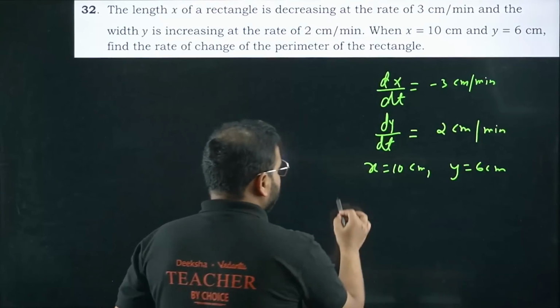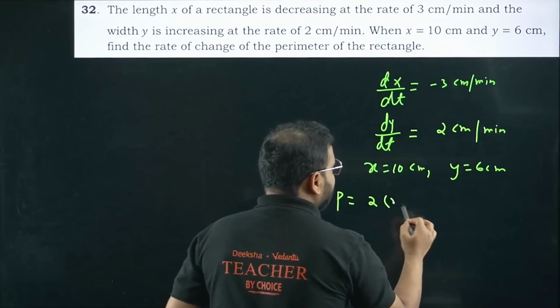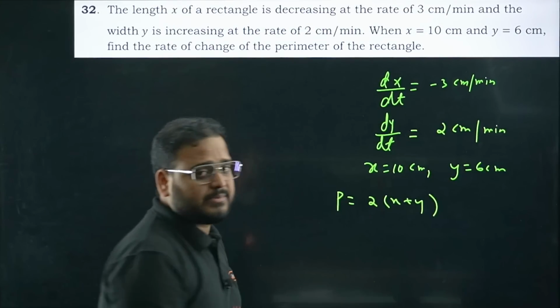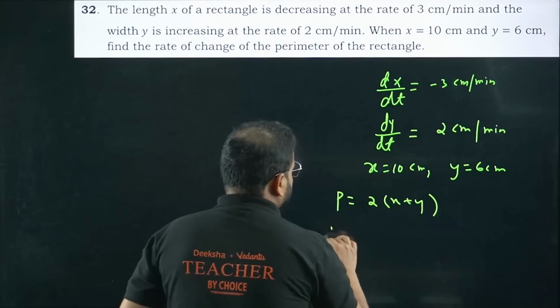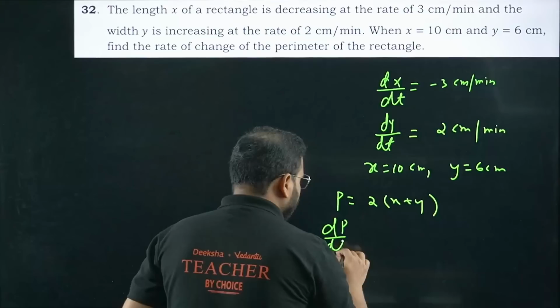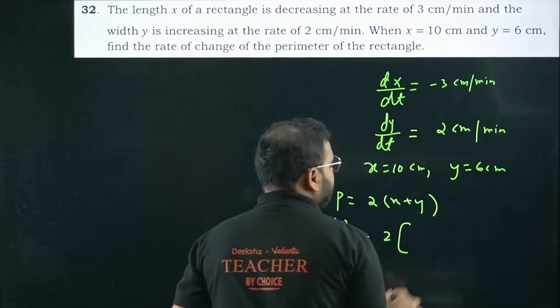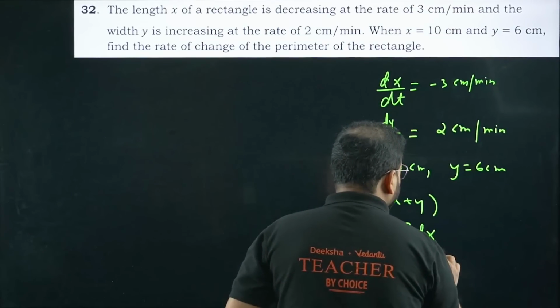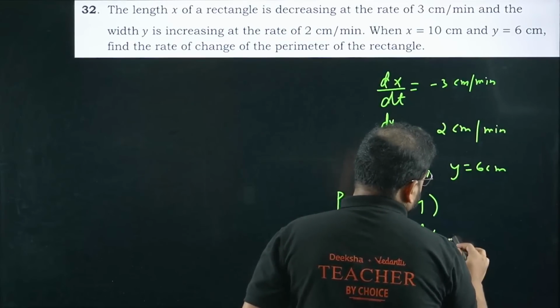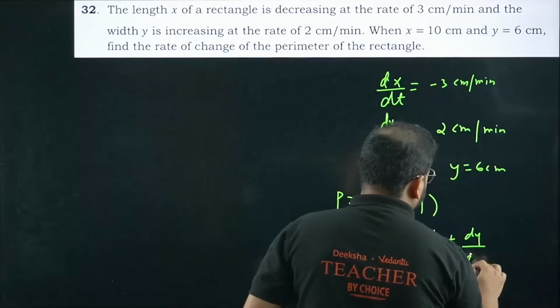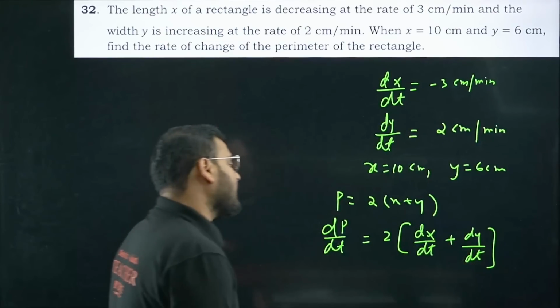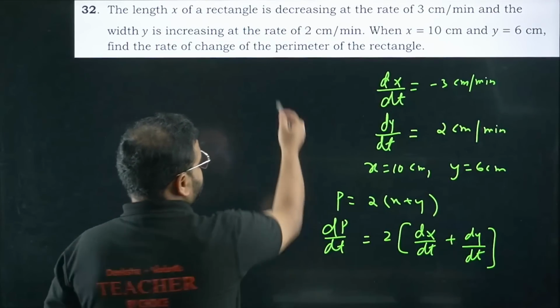Okay, so perimeter will be given by 2 times of x plus y. Take the derivative of this. So we take here dP by dt. 2 is a constant, keep it outside. We get here dx by dt, and then plus dy by dt. Right? Correct? No problem.